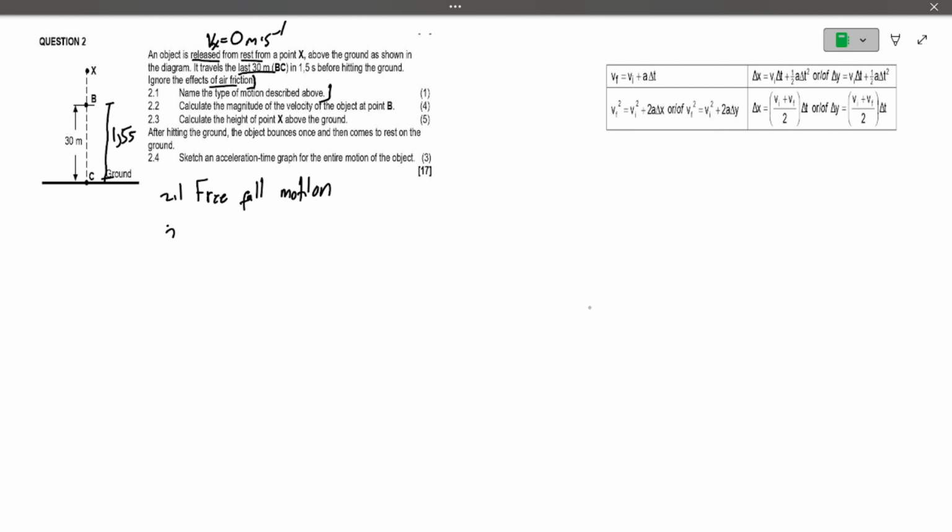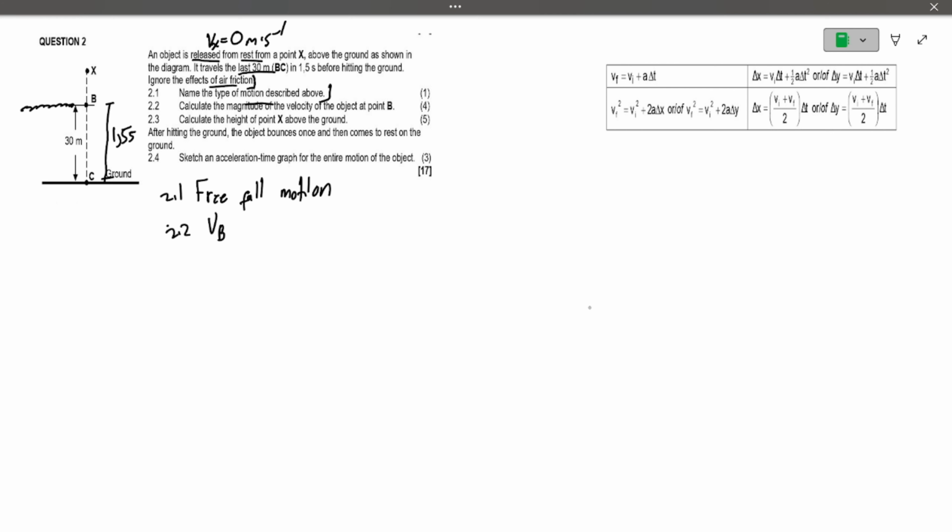Gravitational force only. Now let's go to 2.2. Calculate the magnitude of the velocity at point B. Another thing which is very much important in vertical projectile motion is to be able to understand sections and know which variables belong where.